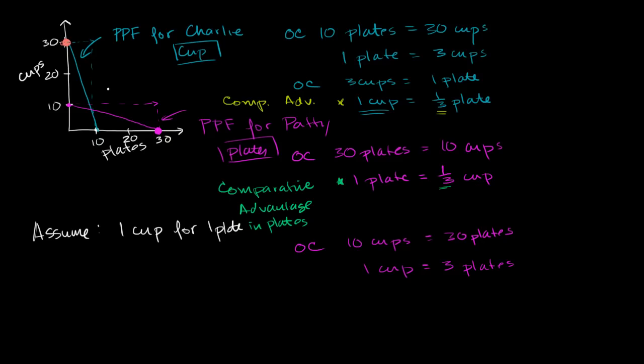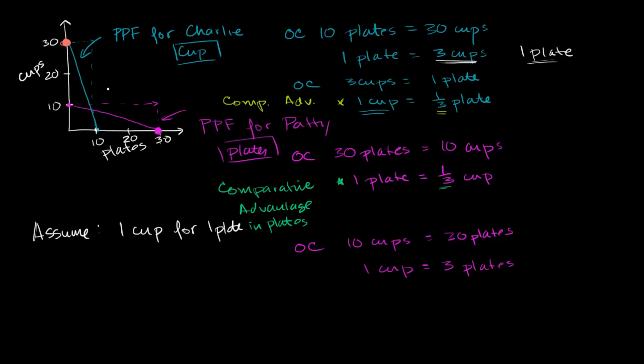So here's Charlie. He's got all of these cups. Left to his own devices, if he wanted an extra plate, he would have to spend 3 cups. But now in the market, at this price, he only has to spend 1 cup for an extra plate. So this makes sense for him, because the market price is lower than his opportunity cost. So he would definitely rather get a plate in the market than have to produce it himself. It's cheaper this way.